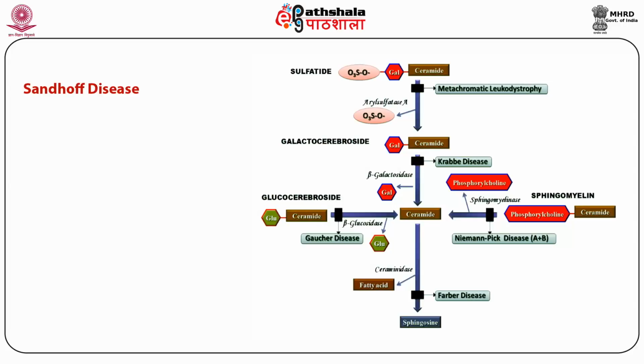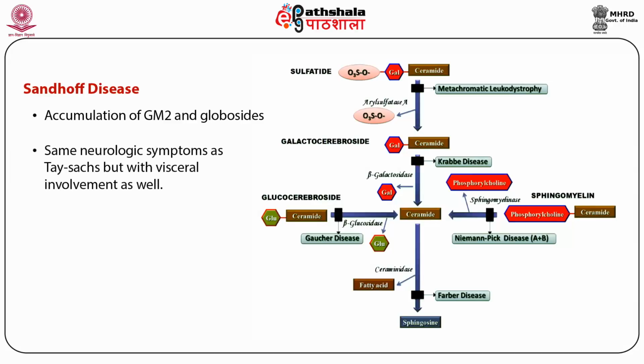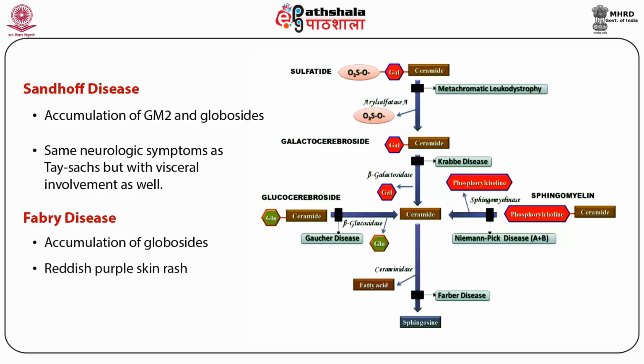Sandhoff disease. Sandhoff disease is characterized by the accumulation of GM2 and globosides. This disease gives symptoms similar to those of Tay-Sachs disease, but in addition to the neurological symptoms, it gives visceral involvement as well. Fabry disease is another disease which is characterized by accumulation of globosides only, and as a result of the accumulation of globosides, reddish purple skin rashes occur. Severe symptoms include kidney and heart failure and burning pain in the lower extremities.